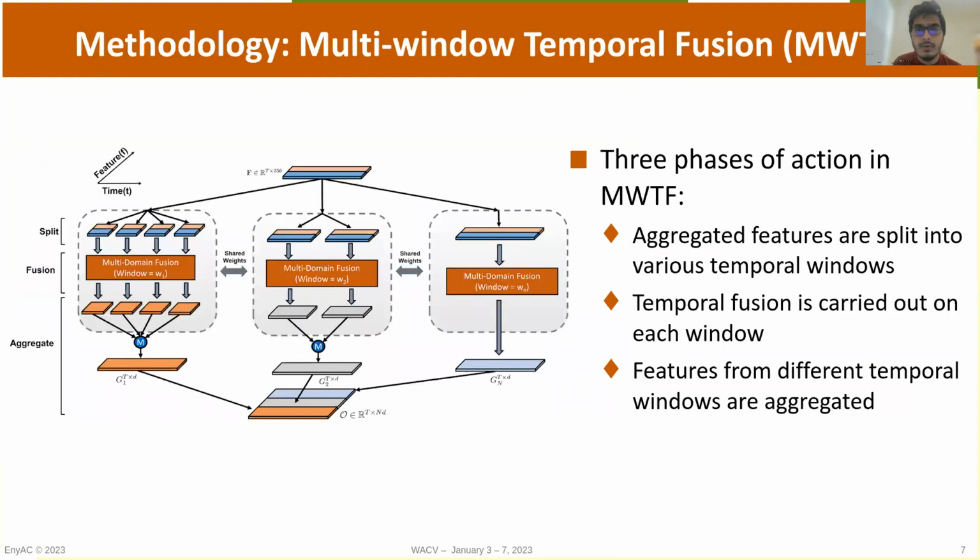So here is the multi-window temporal fusion, which is a basic building block. In here, we do 3 stages of operation. Initially, we split the aggregated temporal multimodal features into different temporal windows. Then we do some multi-domain fusion on each of these temporal windows. And then we aggregate all the features from different temporal windows.